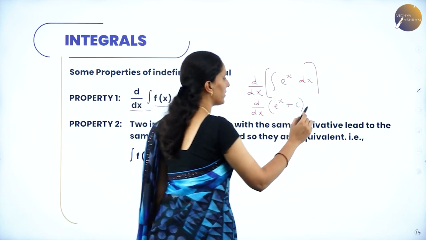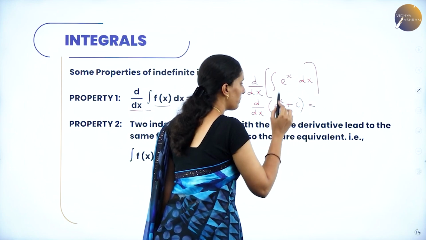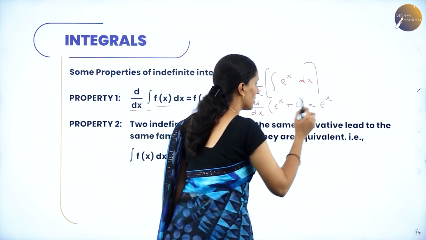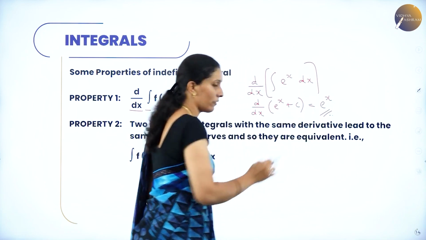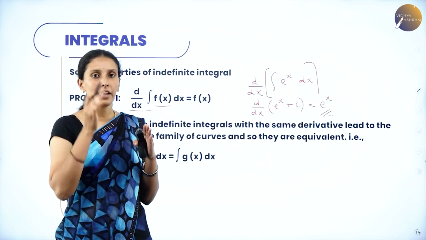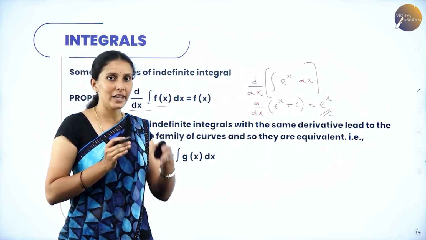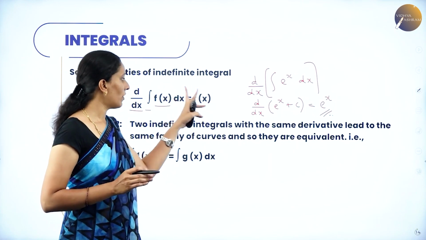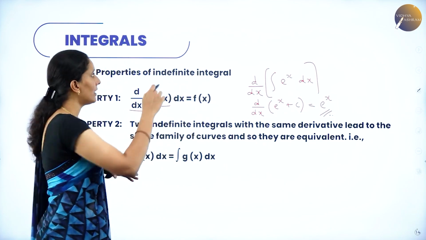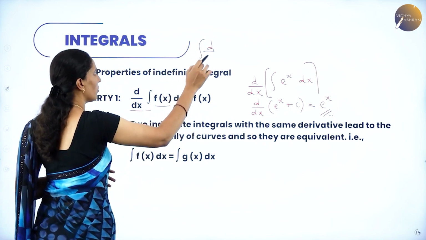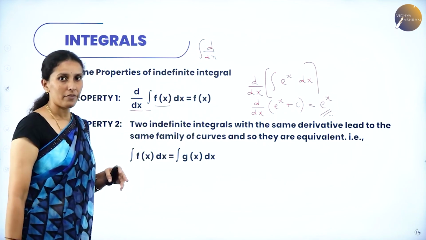Now, let us differentiate it. What is the derivative of e power x? It is e power x. What is the derivative of a constant? It is 0. Hence, the value is e power x. So, whenever d by dx is given with the integral, then the value is the function itself. Similarly, integration of d by dx also gives you the same function.